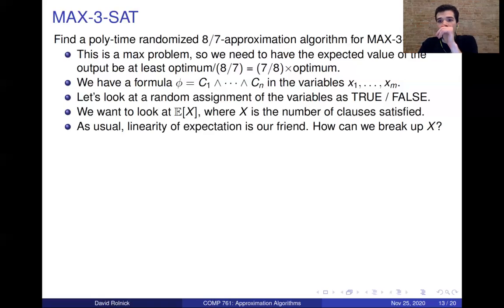There's a question in the chat. If we have fewer than 8 clauses, will this always be the optimal max? So the expected value doesn't have to be an integer. The expected value could be between 7 and 8. It doesn't have to be an integer.